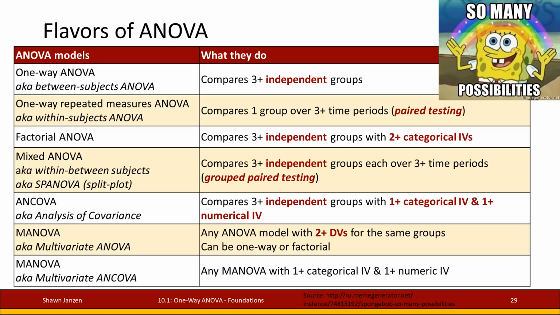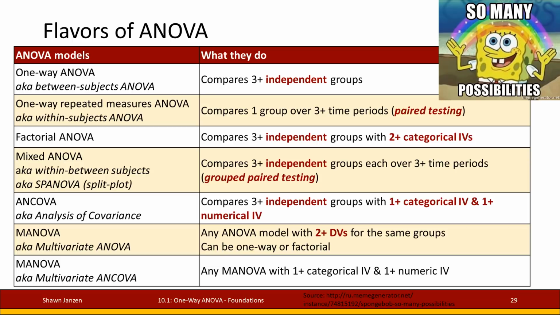So the one-way ANOVA is also called a between subjects ANOVA. This is your one numeric DV with 3 independent groups. Now we have what's called a one-way repeated measures ANOVA. The repeated measures is the introduction there. It's also known as a within subjects ANOVA. This is just like the one we're working on now, but it's designed for paired testing. Think of the pre and post, things that happen over time, etc.